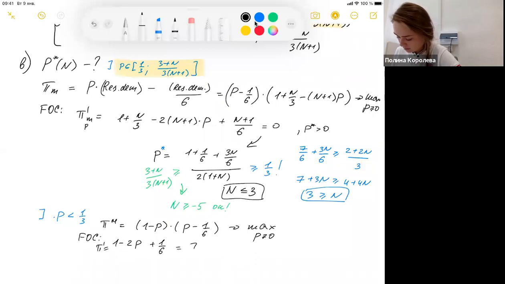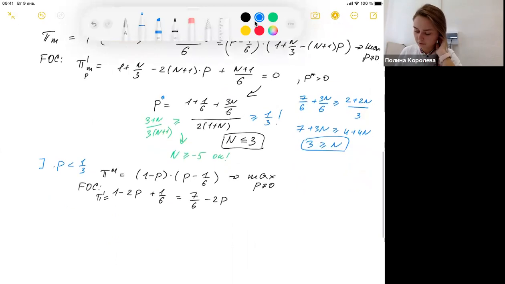This is 7/6 minus 2 price, and we need to check that here equals to 0. Yes. We need to check what will be with our derivative if price is less than 1/3. If price is less than 1/3, this derivative is positive, negative, or it can be equal to 0. Please, let's see.